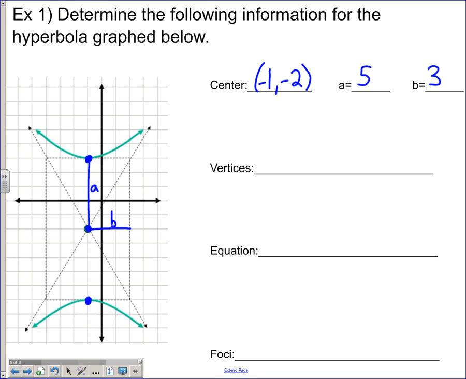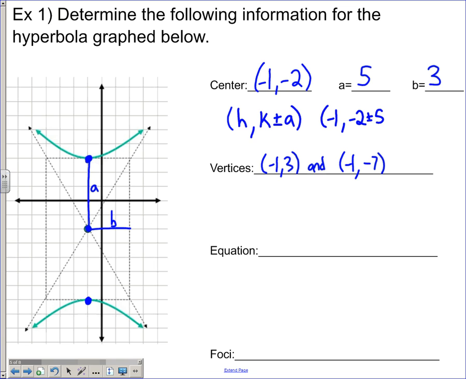For our vertices on our graph, we can just look at our graph. We get -1, 3, and -1. If you count down, we would get -7. However, what we're really doing is taking the same x value, which happens to be h, and we're taking our k value and adding and subtracting a. So in this case, it's -1, comma, -2 plus or minus 5, which would yield those two vertices.